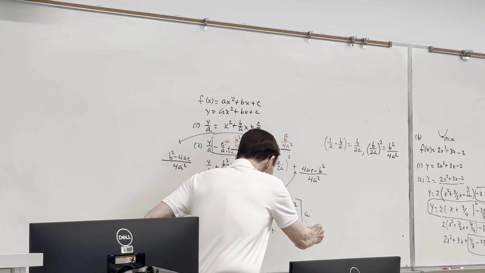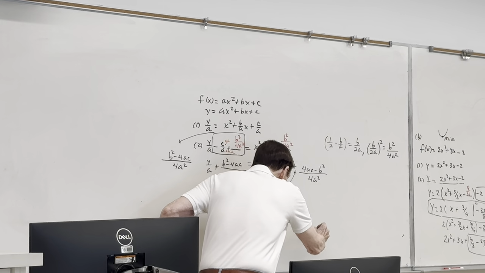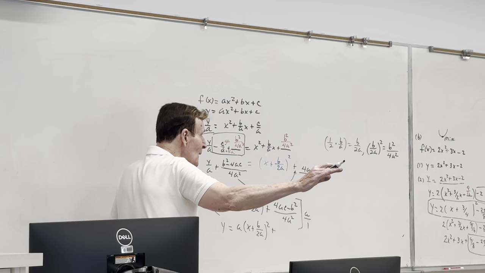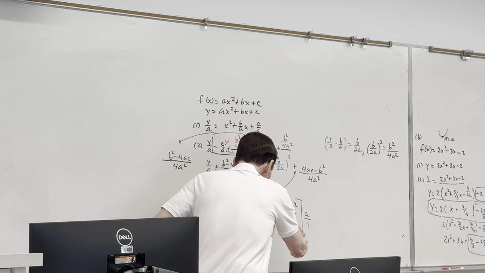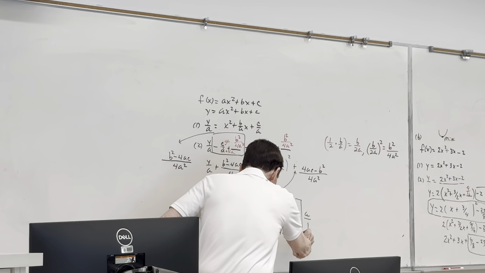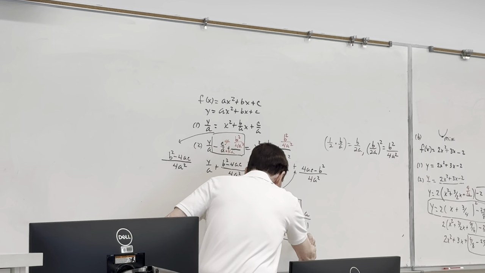Anyone think that a is over 1? Go for it. What do you think it will look like? 4a. Now here's something. Come again. 4a. Tell me more. 4ac. Okay, 4ac, I was saying, what you were asking me? Minus b squared over what? 4a. One of those a's will cancel.